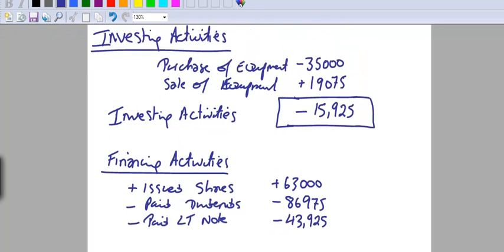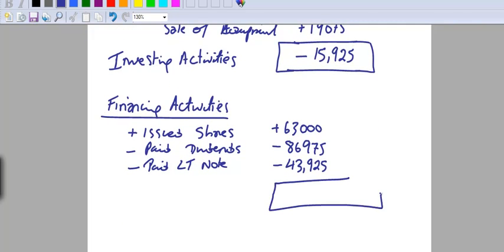So my first draft, I'm not sure if I'm going to get this cash flow statement on the first try, and I'm going to see. I'm going to say 63,000. I'm going to subtract from it 89,975, and I'm going to subtract from it 43,925. And so 70,900 is my cash used by financing activities.